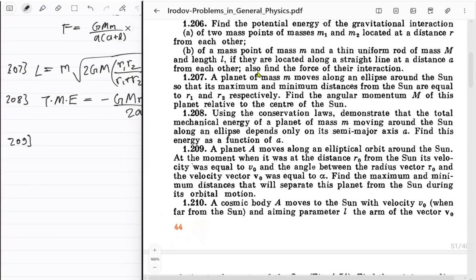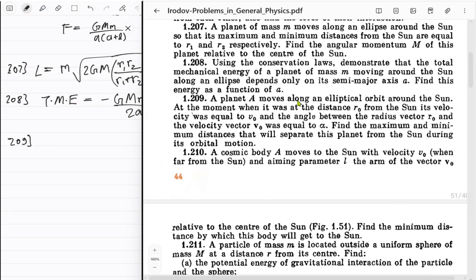Planet A moves along an elliptical orbit around the sun. At the moment when it was at distance r naught from the sun, its velocity was equal to v naught. And the angle between the radius vector r naught and the velocity vector v naught was equal to alpha. Find the maximum and minimum distances that will separate the planet from the sun during its orbital motion. Interesting. They give the velocity, the radius, and alpha.